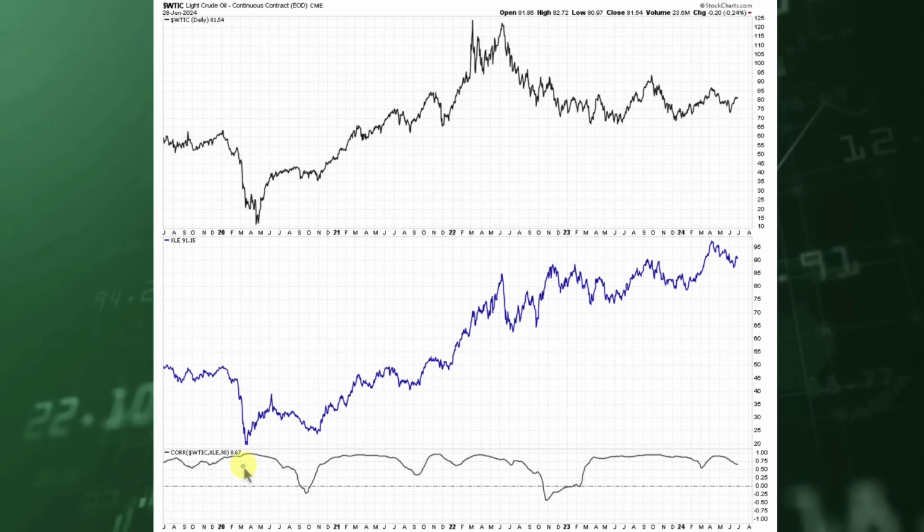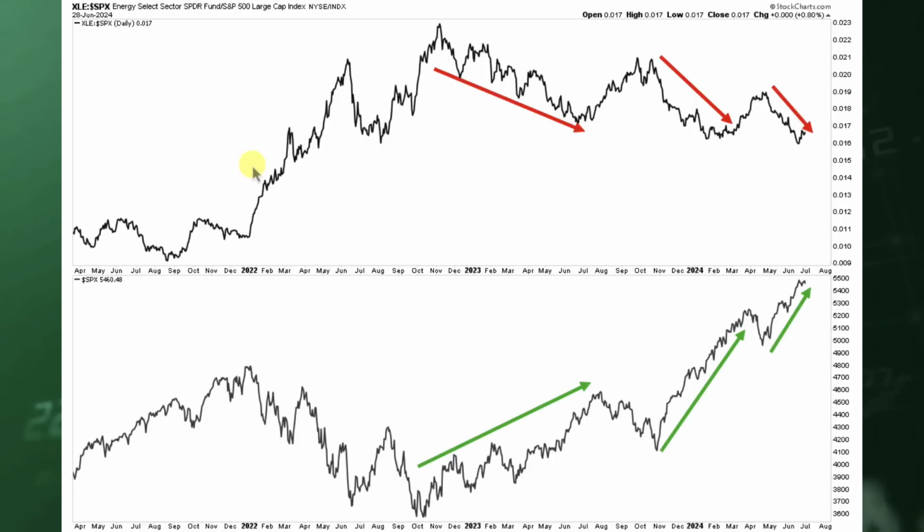But you'll see here, if I'm looking at a 90-day correlation between oil and energy, it stays above that zero line with a pretty high positive correlation, meaning that if oil goes higher, you'll typically see energy names such as the XLE, the SPDR ETF, follow in bullish fashion. Now, what does that mean for the S&P 500? Well, let's talk about the S&P 500 from a relative standpoint.